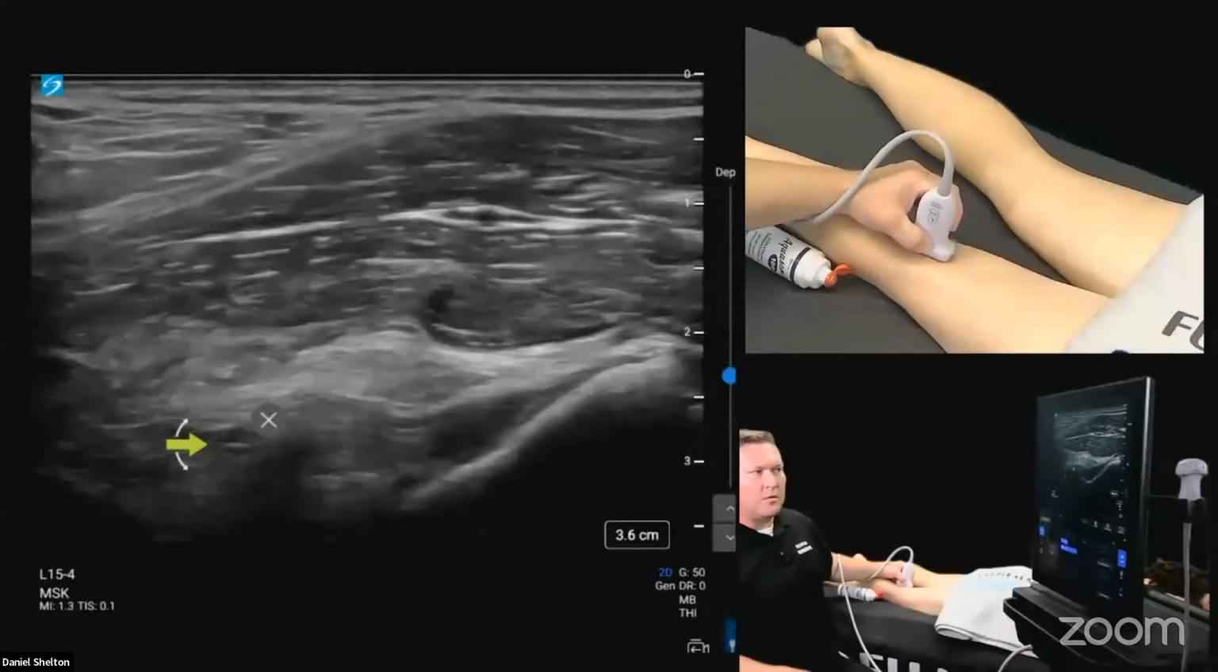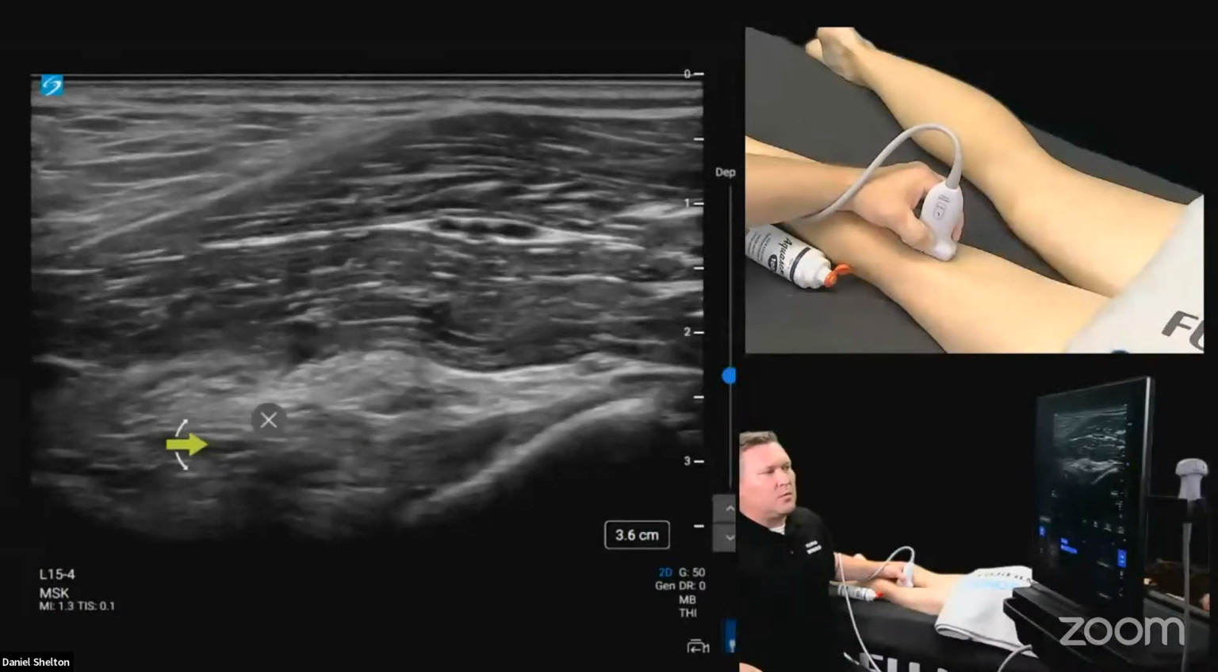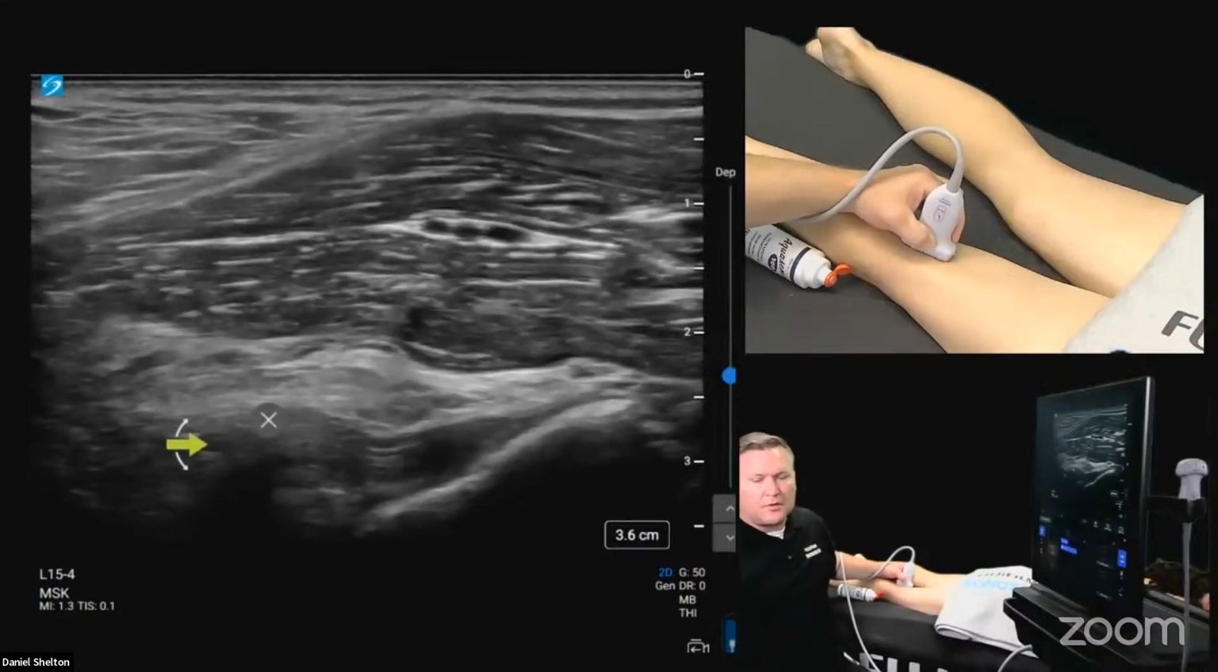But now I'm gonna throw back over to the slides, and we're gonna go over the neurovascular structures in the posterior knee.